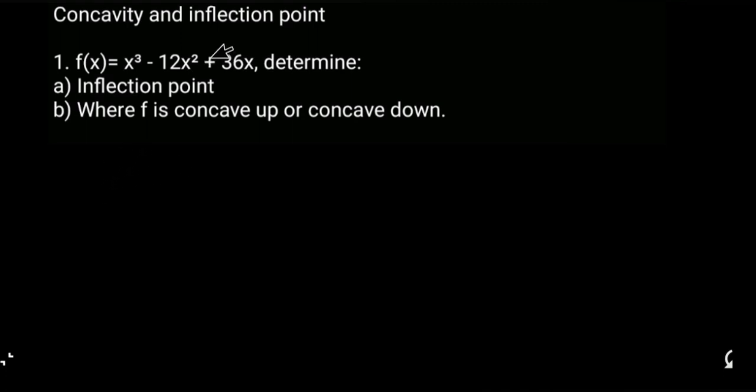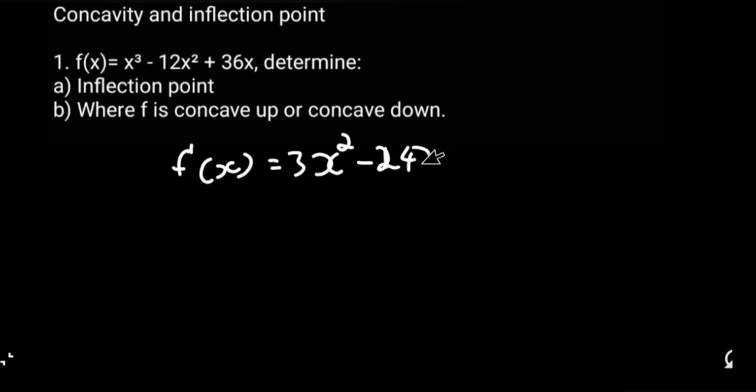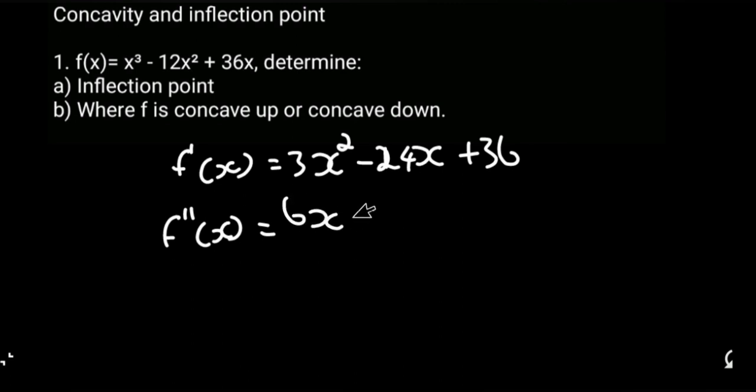So on part A, we need to set the second derivative equal to 0. So f prime of x is equal to 3 times 1, it's going to be 3x squared, and 2 times negative 12, it's going to be negative 24x plus 36. Then if we get the second derivative, f double prime of x is equal to 2 times 3, 2 times 3 is 6x, x to the power of 1, then minus 24.